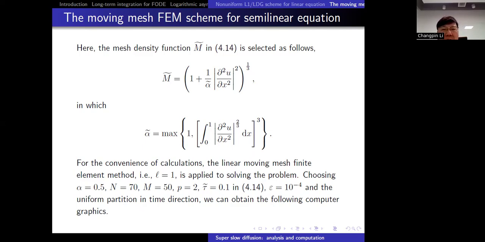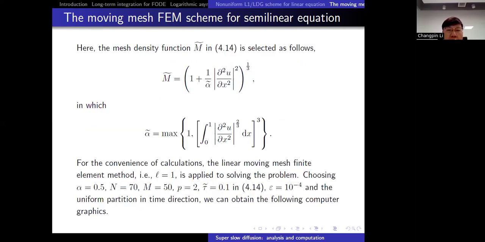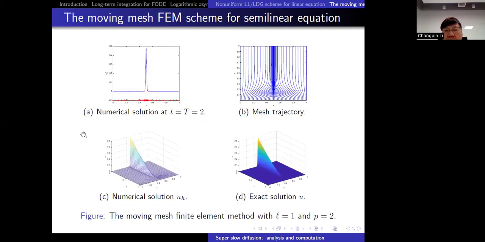Since the calculation is very complicated, here in the time direction we use a uniform partition. We can obtain the following computer graphics. This is a numerical solution at t equals 2. We can find the solution has a cusp here. It's sharp. So this is the mass trajectory. This is the layer, the time layer. You can see the time layer.